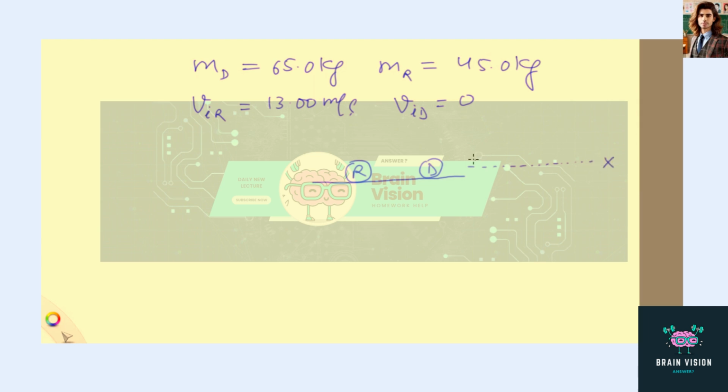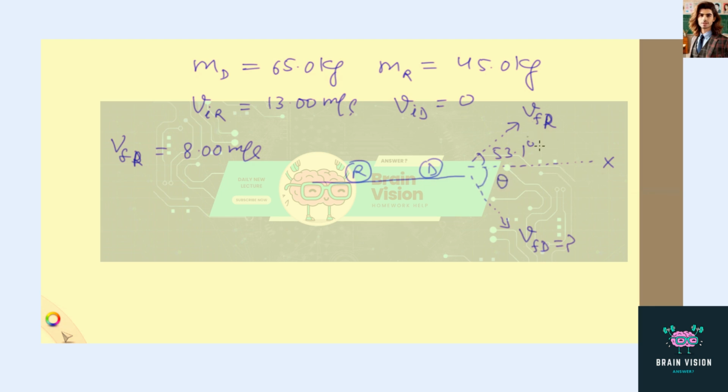Then after the collision, Rebecca goes here with the final speed v_fR, which is given as 8.00 meter per second, at an angle of 53.1 degree. Rebecca is going with a final speed of 8 meter per second, and the final speed of Daniel is missing. Let it be v_fD, which we have to find, at an angle of theta from the horizontal.